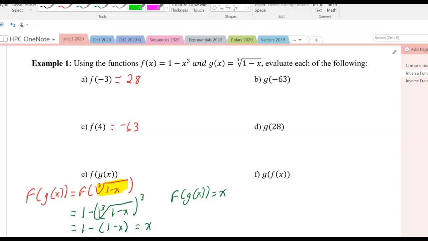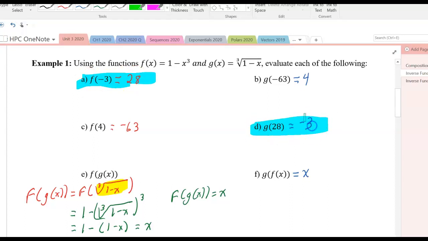So at this point, you should have done part B and D. And you should have realized when you did g of -63, you get 4. g of 28, you get -3. And when you compose g of f of x, you should have come up with x. So the idea that we're trying to teach you here is, if you look at part A and you look at part D, you look at part C and part B, you should notice that those are kind of undoing each other, and the concept is these are called inverse functions.